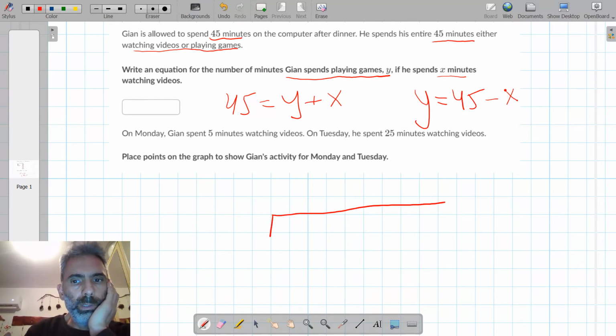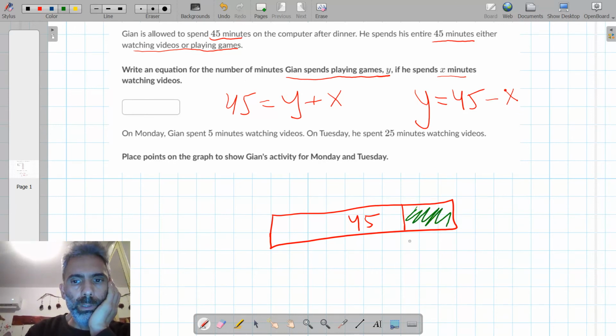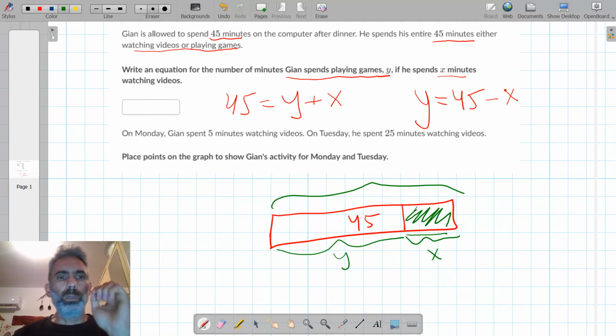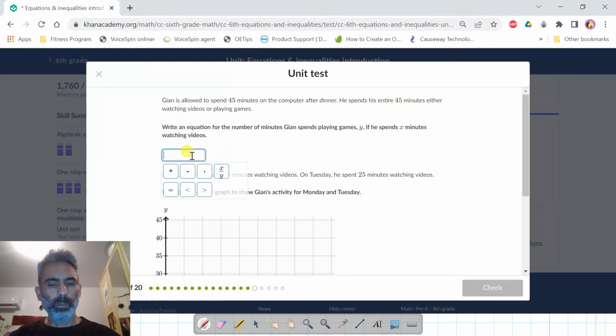So if this represents 45 minutes, and let's say this shaded area is the x, the number of minutes that he spends watching videos, then 45, which is the total number of minutes, minus x, leaves us with y, the number of minutes he spends playing games. So the equation is y equals 45 minus x.